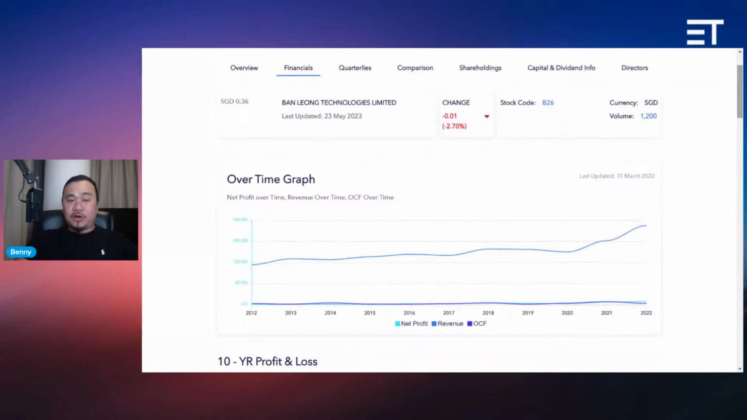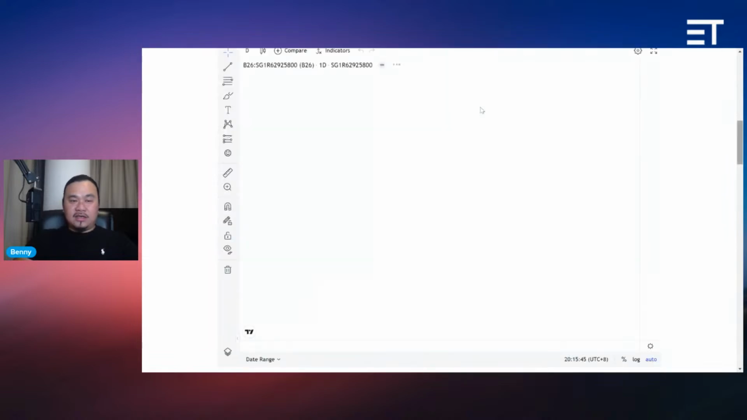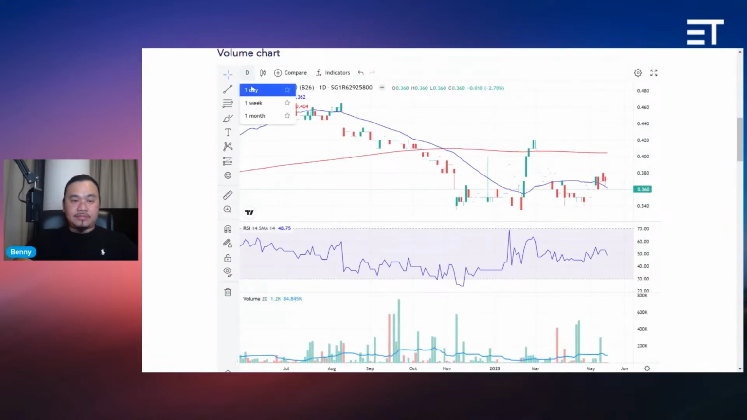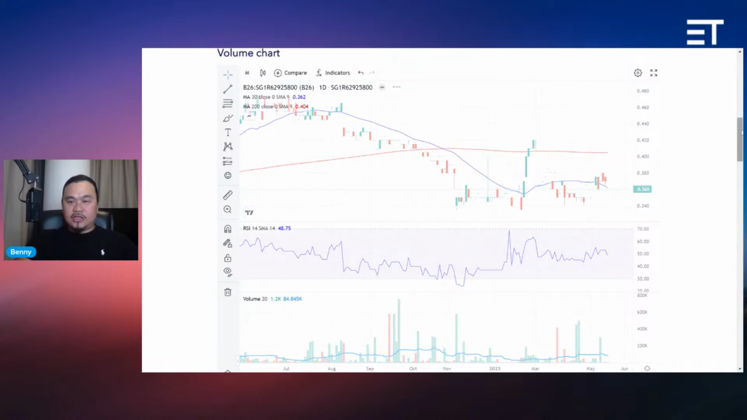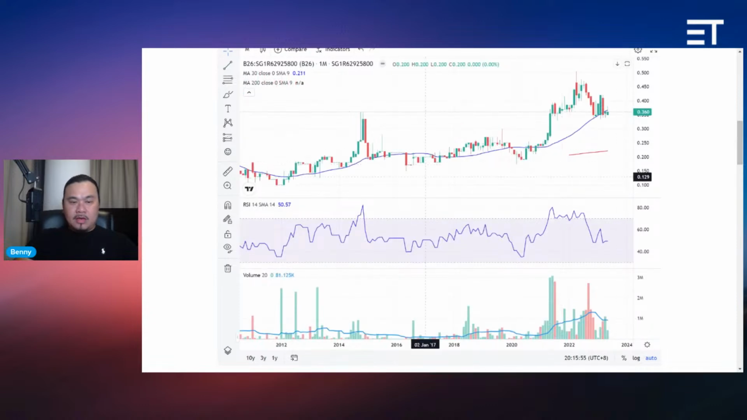And for the share prices, we're going to go back to overview over here. If I look at the past 10 years on a monthly chart, you can see that the price 10 years ago was trading about 13 cents, and today is trading about 36 cents. So it has grown together with the profitability and the revenue of the company, right? So price has gone up about 3 times.